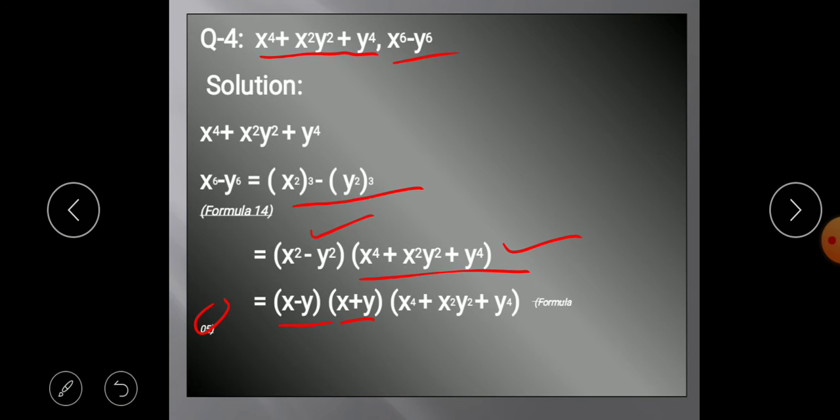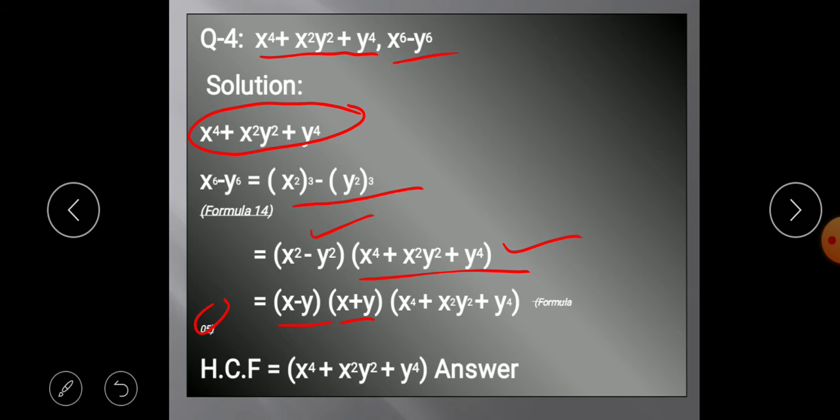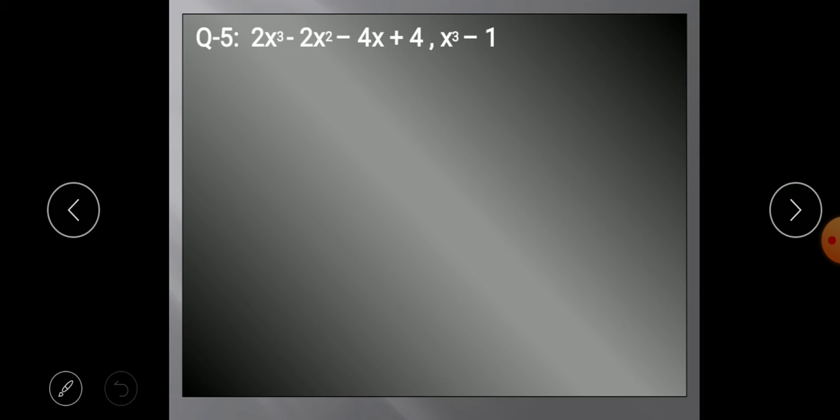Now the HCF will be the common factor. So the first term I have written down as it was, and in the second polynomial's factors, we have checked that these two factors are common. So that's why the highest common factor will be x4 plus x square y square plus y4. On a similar pattern we will do all the questions. Just see question number 5.